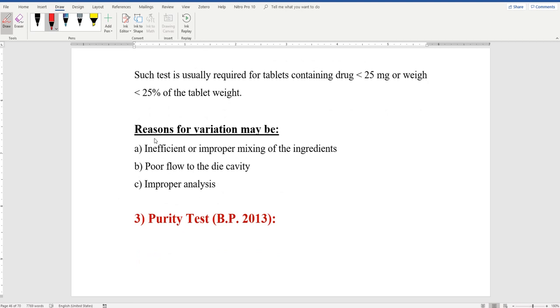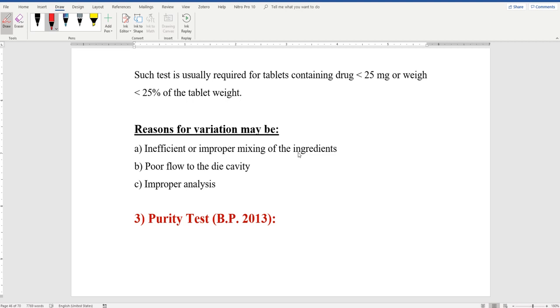Okay, what could be the reasons for variation? Let's say it failed the test. What could be the reason? One of the reasons is inefficient or improper mixing of ingredients. We did not do a good mixing. The mixture is not uniform. So in some tablets I will have more drug, in some tablets I have less drug.